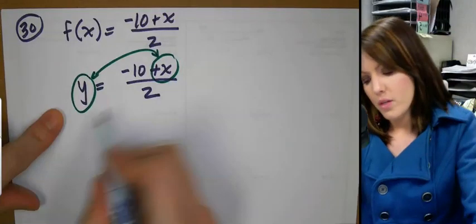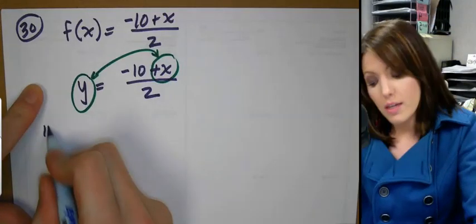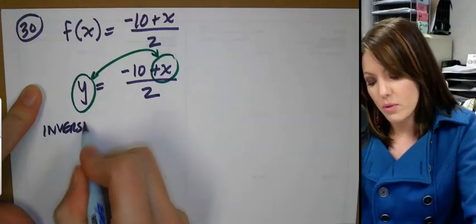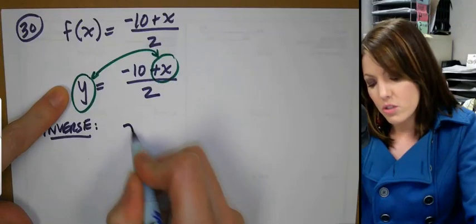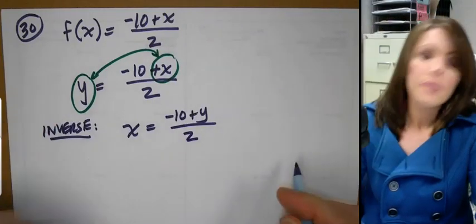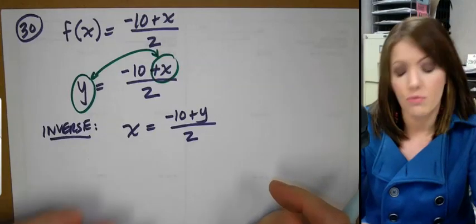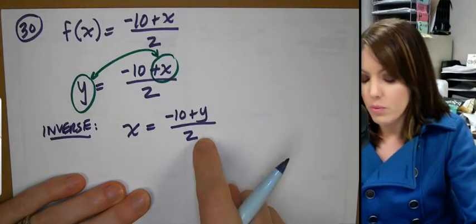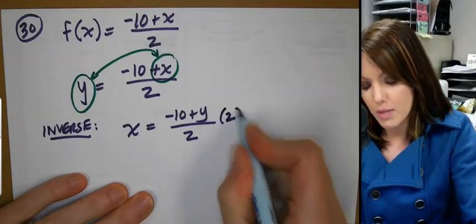So what this ends up for the inverse, let's make sure we specify that so we don't get too lost here. The inverse is x equals negative 10 plus y over 2, and then you just want to get y by itself.